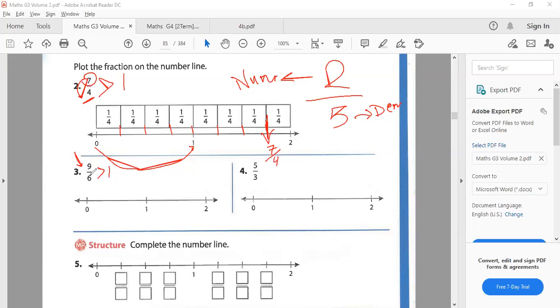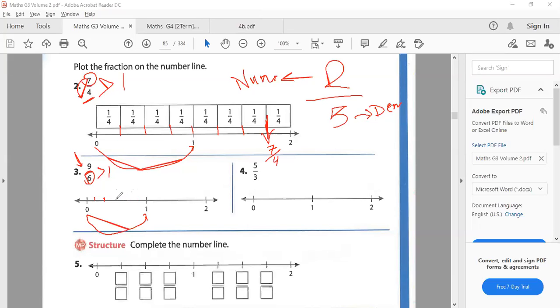Now we need to know where 9 over 6 is on the number line. We're going to divide into how many equal parts? 6. Excellent. As we did yesterday, we divide the distance between 0 and 1 into 6 equal parts: 1, 2, 3, 4, 5, 6.